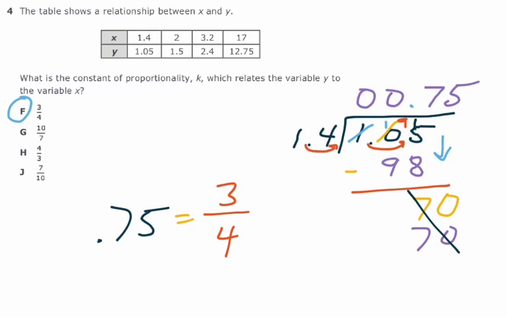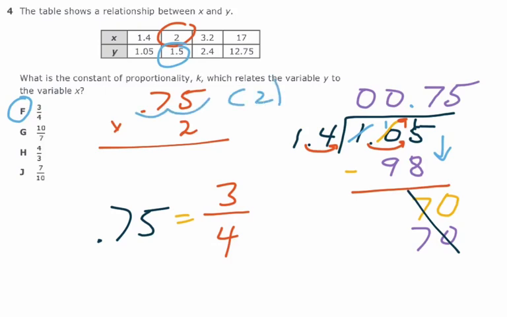But if we wanted to double check, I would just take 0.75. I'd take 2 here, the next number, and multiply 0.75 times 2. If I get 1.5, then I know that is true. So we'll do it real quick. Move it over 2 spots. 2 times 5 is 10. Carry the 1. 2 times 7 is 14. Plus 1 is 15. Bring it back 2 places, and it's 1.5. So the constant of proportionality is 3/4.